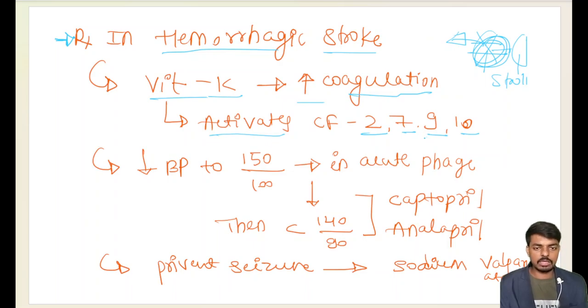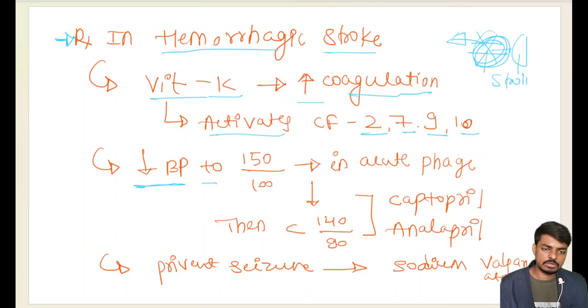So lack of vitamin K leads to decreased activation of factors 2, 7, 9, 10, which increases bleeding. If you give the vitamin K injection, it activates clotting factors 2, 7, 9, 10. If it activates these factors, then very importantly, blood coagulation increases. When coagulation increases, the bleeding stops. Very important.